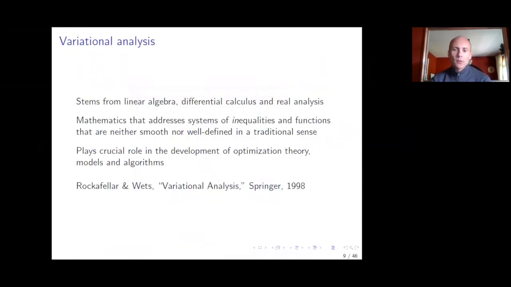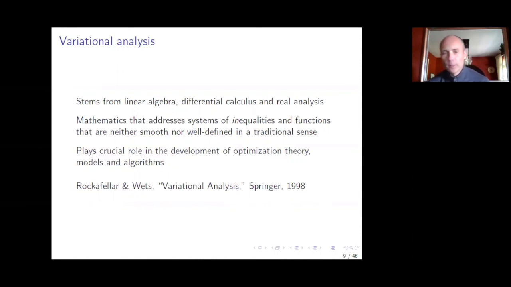Okay, so to address all these challenges associated with non-smoothness, associated with inequality systems and things like that, variational analysis is the mathematical tool that has been developed over many years to address the situation. You can think about it as an outgrowth of linear algebra, differential calculus, and real analysis, but with a focus towards inequalities and a focus on functions that might not be smooth and not well defined in any of the traditional ways we might think about functions.